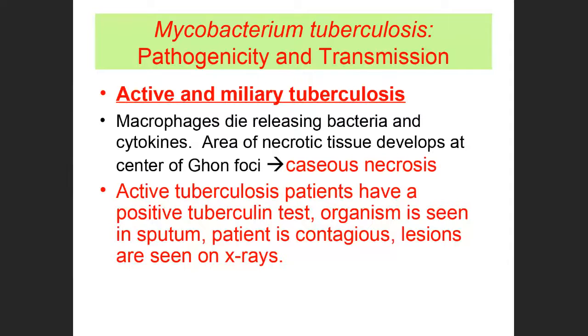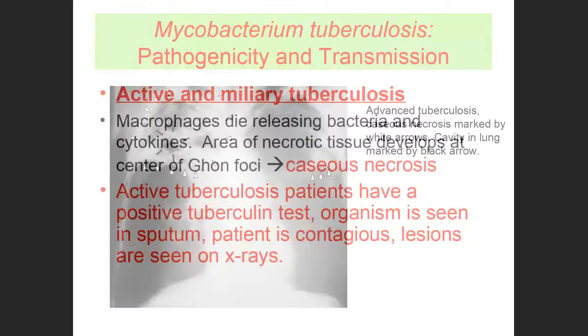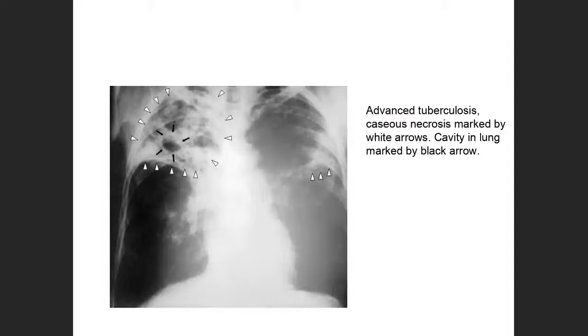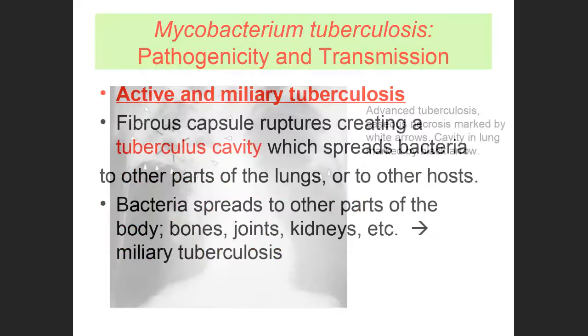Now, if the bacteria becomes active, macrophages die, releasing the bacteria, and now we begin to see dead tissue and a spread of the tissue. Now we call it caseous necrosis. This definitely can be seen in an X-ray. This is an active tuberculosis. The organism now is seen in the sputum. The patient is contagious, and you definitely have lesions on an X-ray. So there is an advanced tuberculosis, a necrotic tissue, actually dead tissue in the lungs.